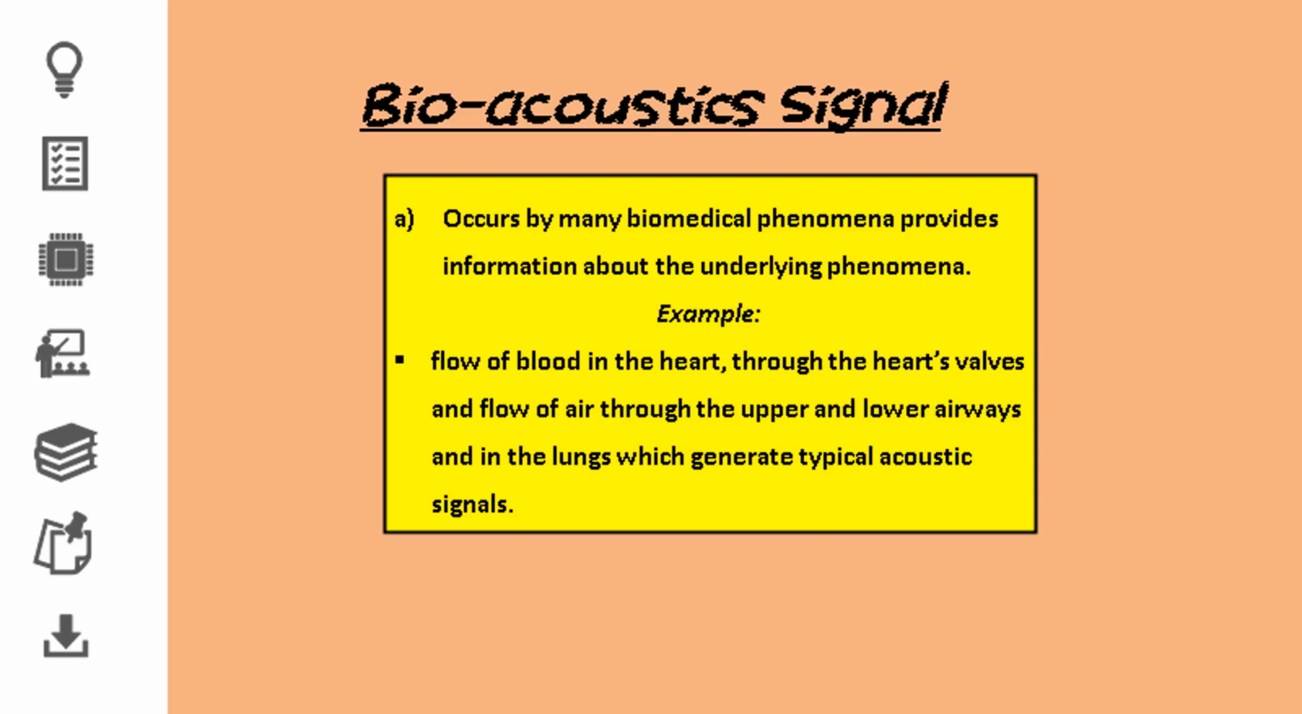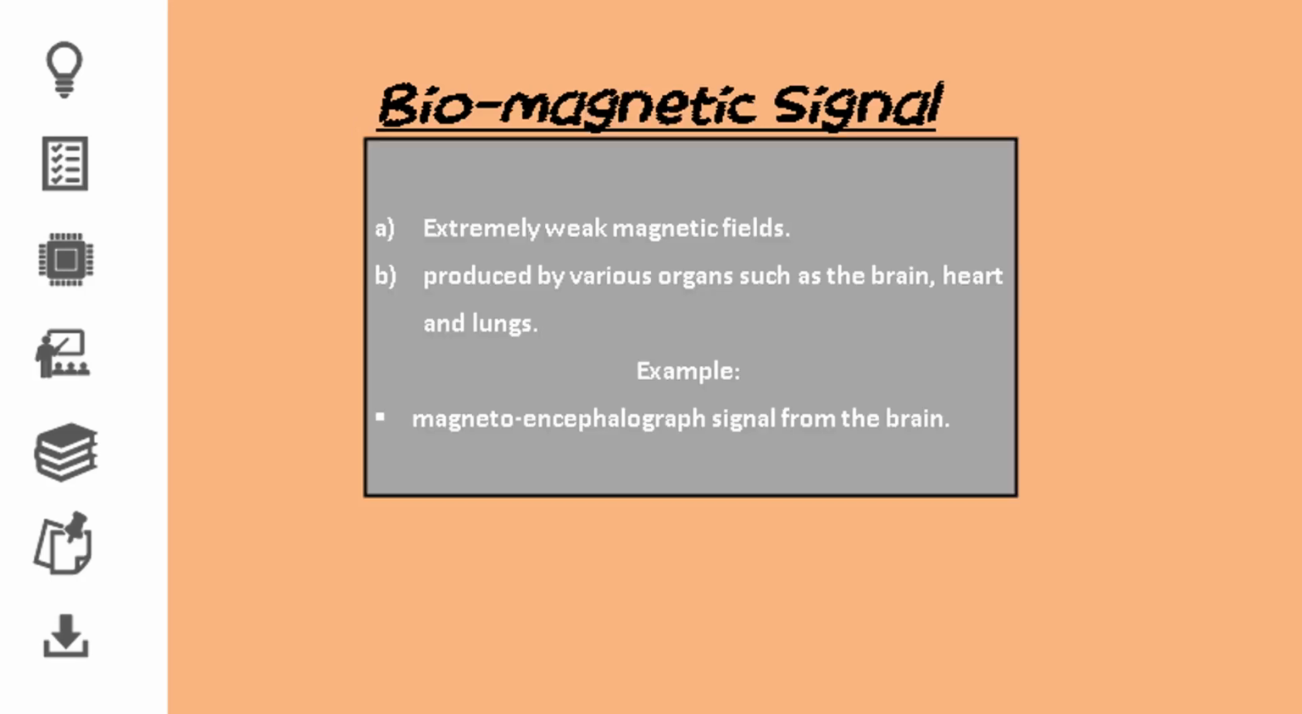The measurement of acoustic signals created by many biomedical phenomena provides information about the underlying phenomena. Example: the flow of blood in the heart, through the heart's valves, and the flow of air through the upper and lower airways and in the lungs, which generate typical acoustic signals. Biomagnetic signals: extremely weak magnetic fields are produced by various organs such as the brain, heart, and lungs. Example: the magnetoencephalography signal from the brain.